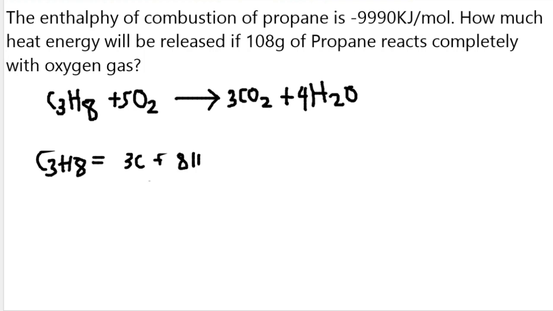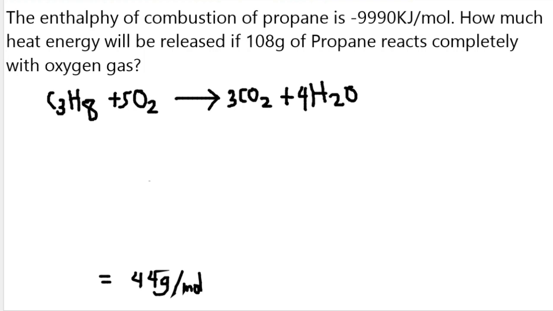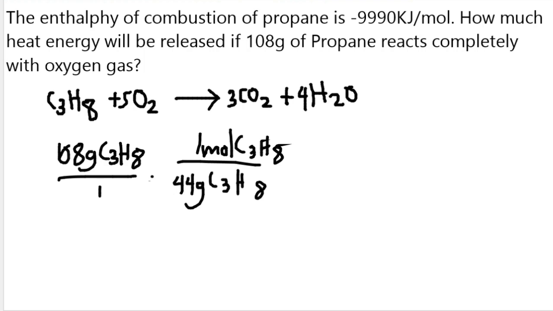So now let's calculate the molar mass of the propane. So 3 multiplied by 12, oxygen is 16, 36 plus 8. So this is going to be 44. So we have 44 grams per mole of propane. Now we're going to use the 108 grams of propane so we can get rid of the grams and we will get the mole, and then we can use an equation to calculate the heat energy that is released. So now we got this. Now we can cancel the grams. So we got 2.45 repeating mole for propane.